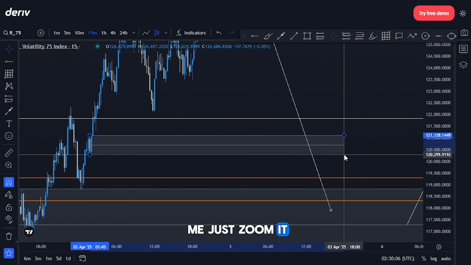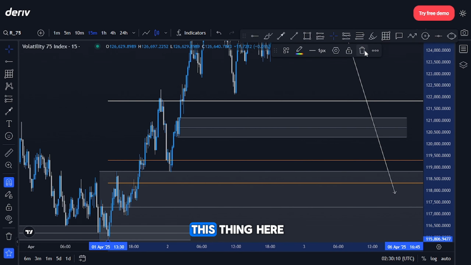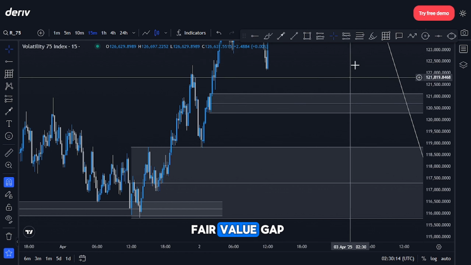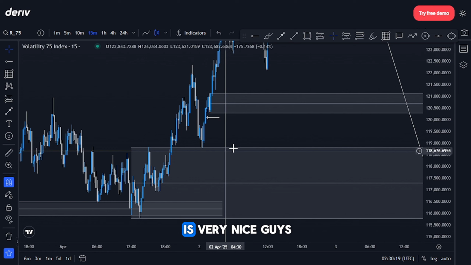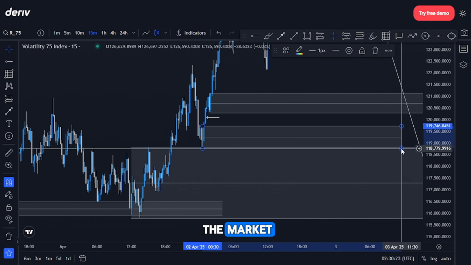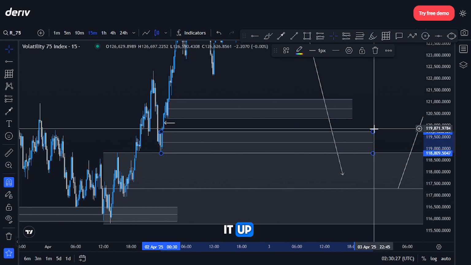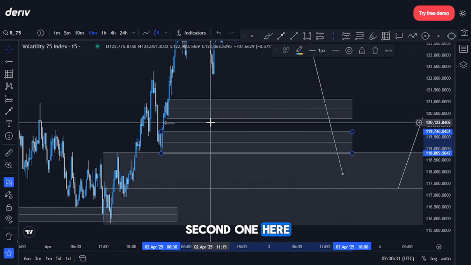Let me just zoom it in. Okay, so we have the first order block. Then I'll just remove this thing here. Then if we pull down, you can obviously see that we had a fair value gap around this point here, which, like I said, is very nice, guys. It acts like a magnet when it comes to the market. The market will just push to that imbalance and fill it up before moving in our original direction. So you have the second one here.